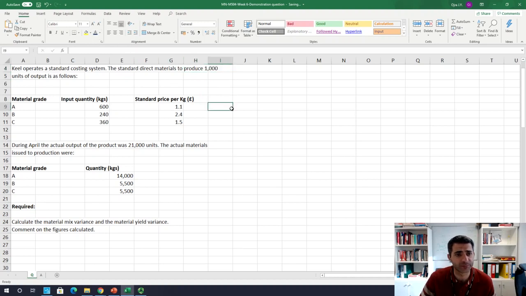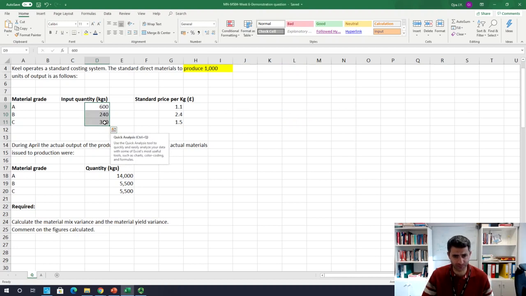Oh, no idea. Anyway, so that's 1,000 highlighted, please. Yeah, please highlight this 1,000. Here we go. Highlight this 1,000 units. Based on 1,000 units, this is our standard, right? This is the material, the standard mix.